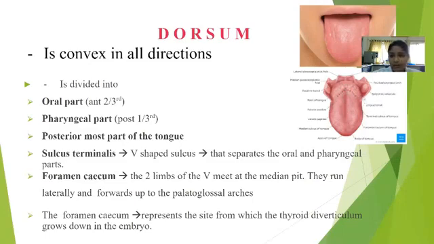What is foramen cecum? The two limbs of the V meet at the median pit. They run laterally and forward up to the palatoglossal arch. This is the foramen cecum. The foramen cecum represents the site from which the thyroid diverticulum grows down into the embryo.